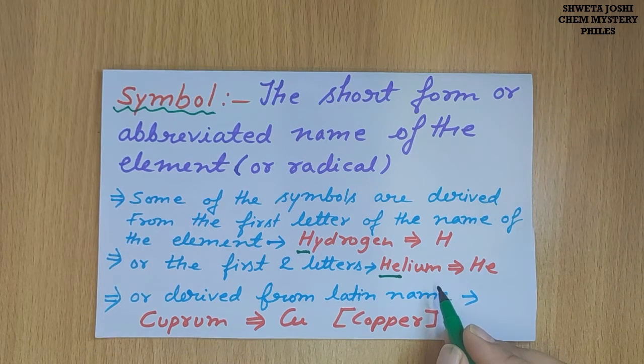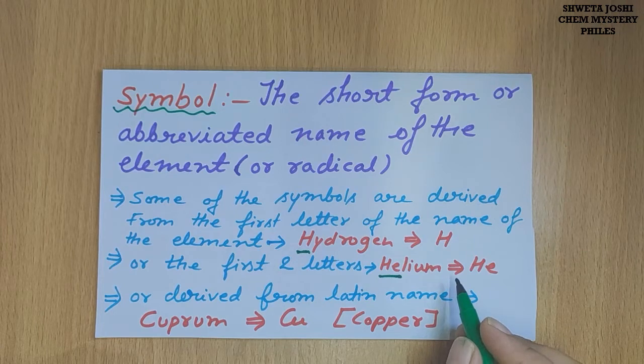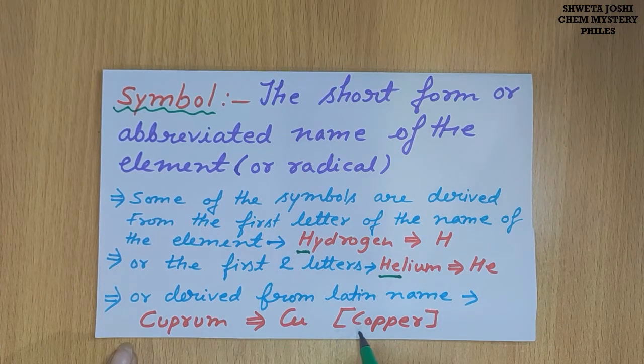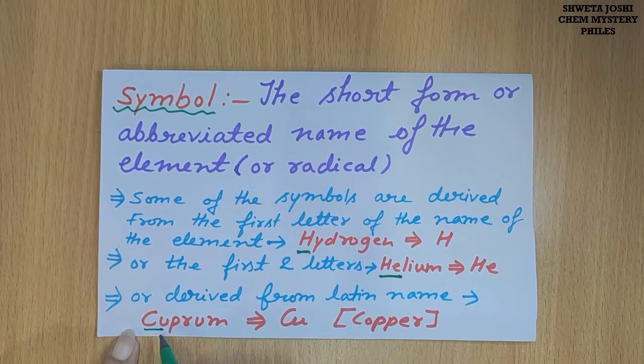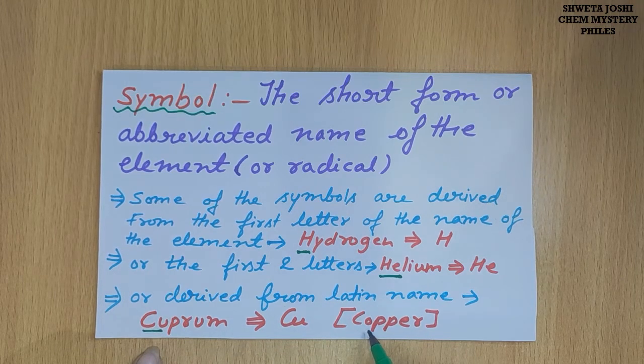Now in some cases, the symbols are derived from the Latin name of the element. Like for copper, the symbol is Cu, and this symbol is derived from the first two letters of its Latin name, which is cuprum. As we cannot take the CO part for writing the symbol of copper because the CO symbol is already used for cobalt.